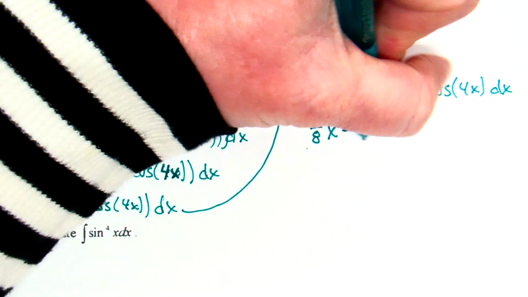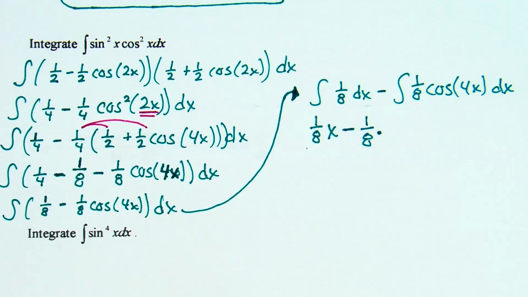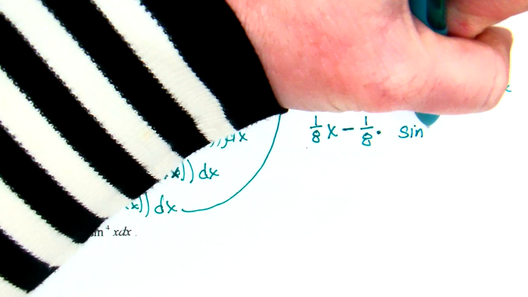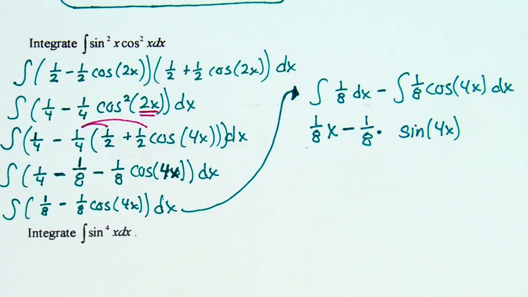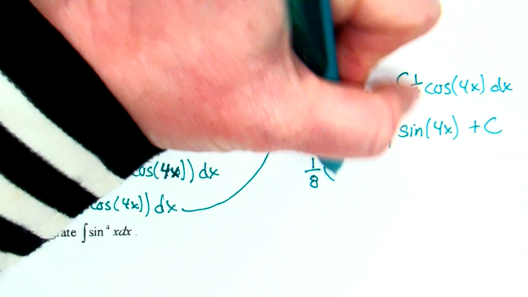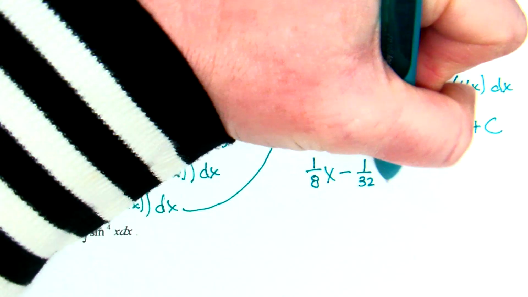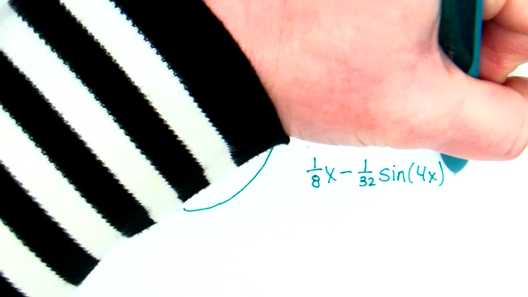What's the integral of cosine 4x? So what's the integral of cosine of something? Sine of something. Because it was cosine 4x and it's going to be sine of 4x, compensate with a 1/4. Plus C. You can do one final cleanup step and give me an answer of 1/8 x minus 1/32 sine 4x plus C.